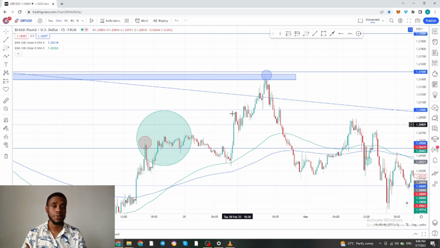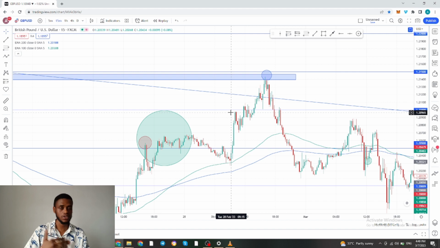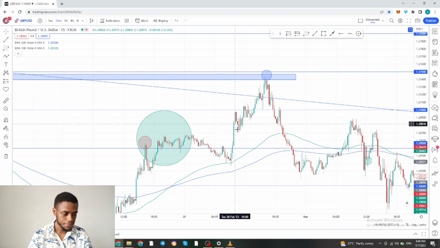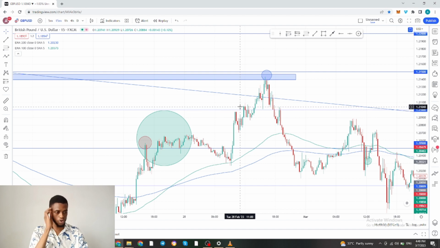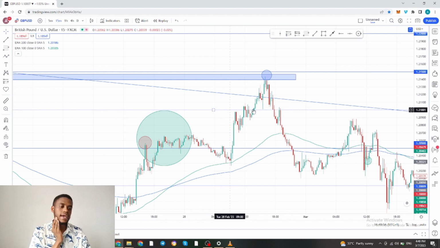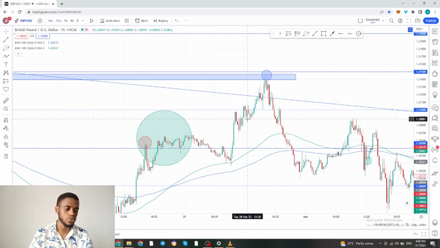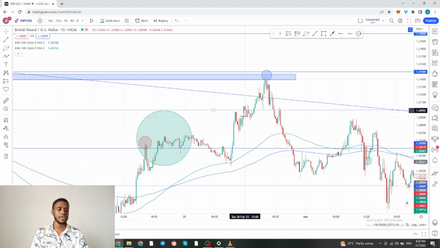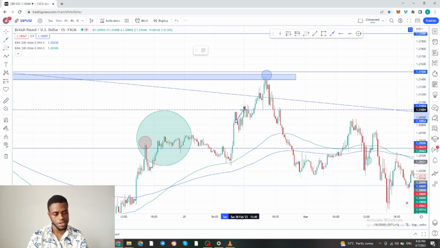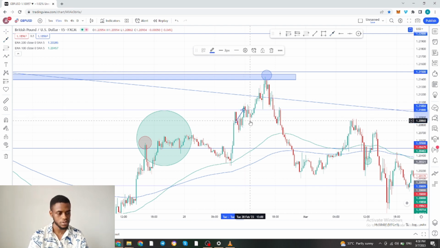So I realized that what price does much is these elongated tops and bottoms. Price was giving me an elongated double top here. This was the first high. Price pushed out, took out the first high, then dropped.